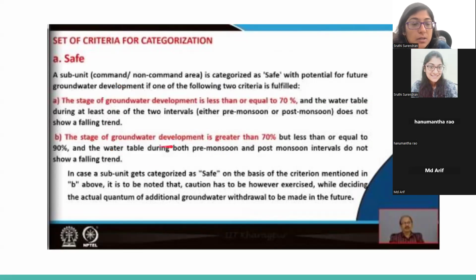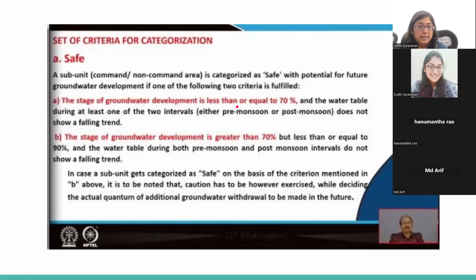The stage of groundwater development is greater than 70%, but less than or equal to 90%. It is coming between 70 and 90%. Here, there is no falling trend. The subunit, if it is categorized as safe on the basis of the criteria mentioned in B, is to be noted. So even under the safe category, there are two categorizations: one equal to or less than 70%, and another between 70 and 90%.